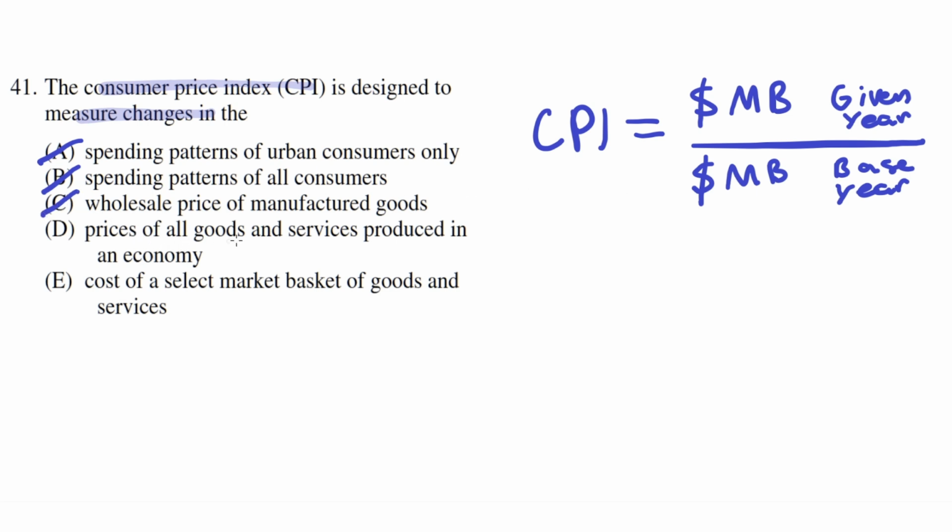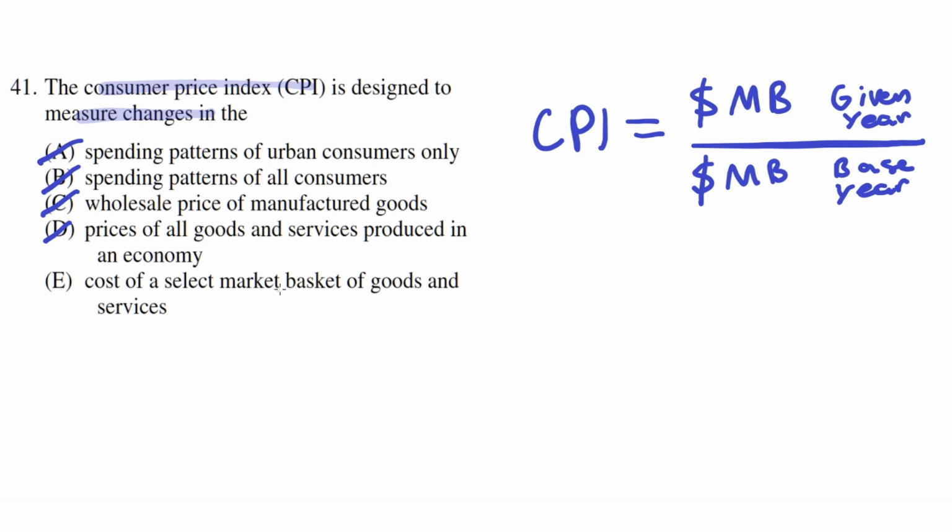D. Prices of all goods and services produced in an economy. This is incorrect because this is not the accurate representation of what the CPI is. Instead, the CPI is the cost of certain types of goods in the market, not the price of all goods and services produced in an economy.